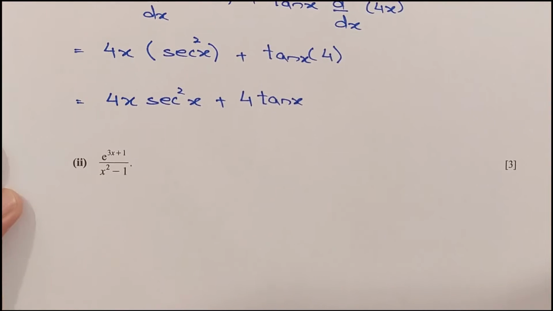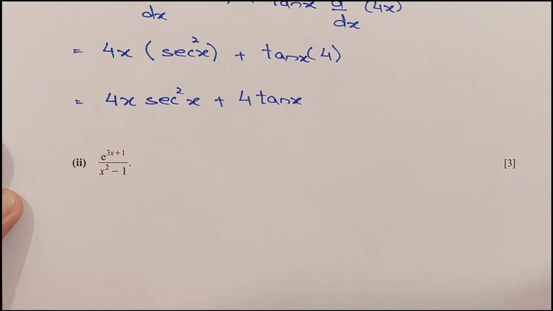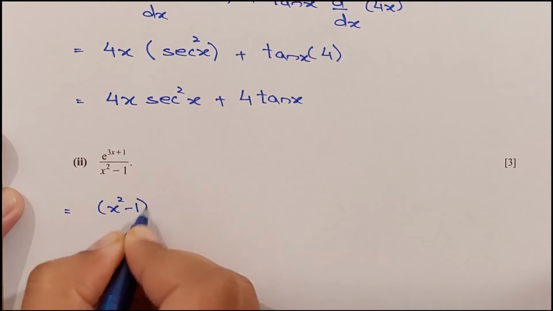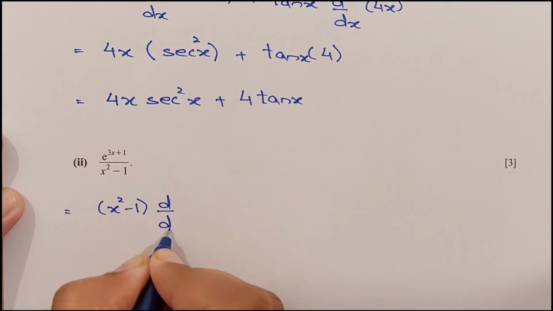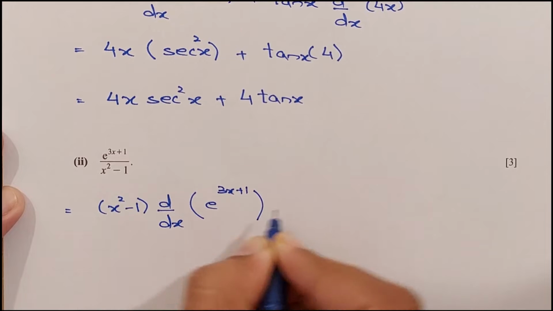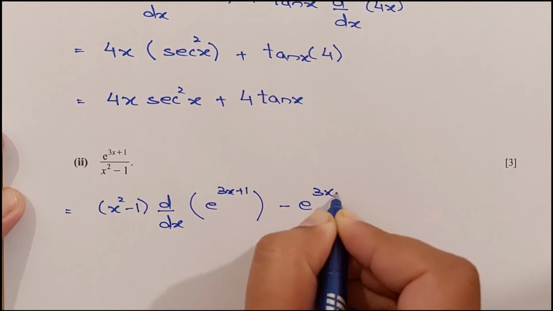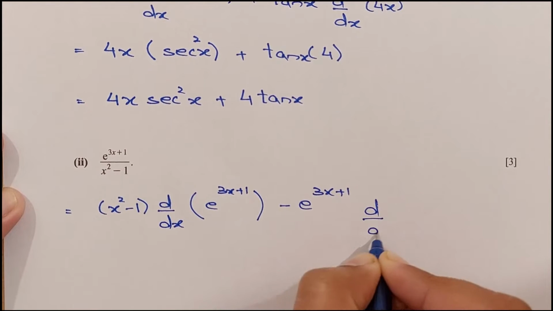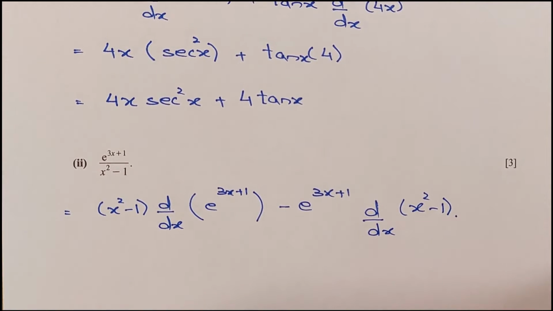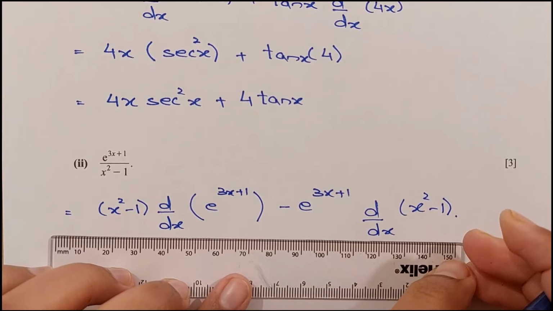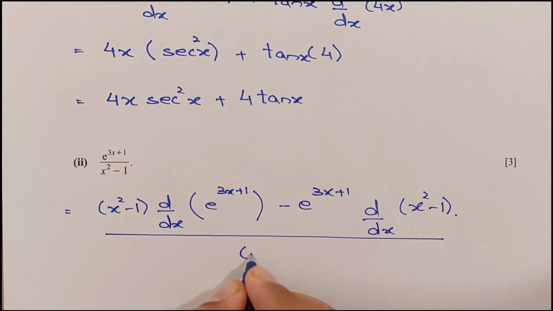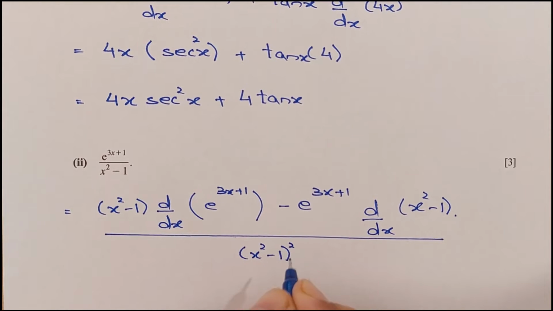right? Now for the second part, again we have to differentiate this with respect to x. So we have to use the quotient rule: the denominator function times the derivative of the numerator function e power 3x plus 1, minus the numerator function times the derivative of the denominator function, right? And the whole divided by the square of the denominator function, that is x square minus 1 whole square.